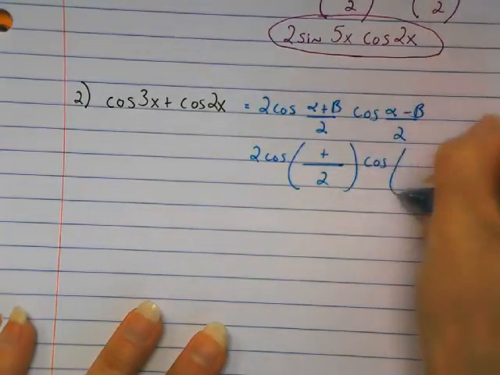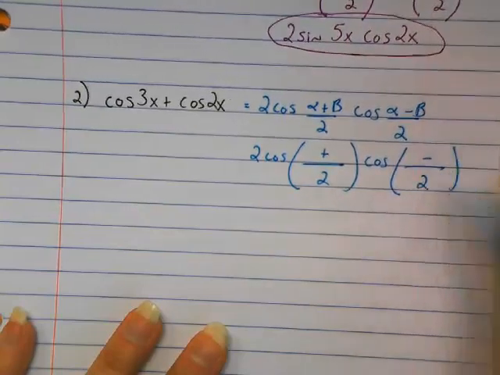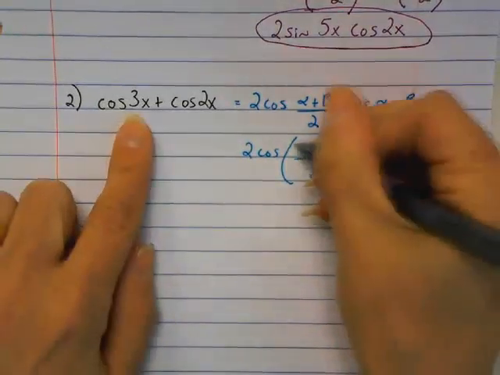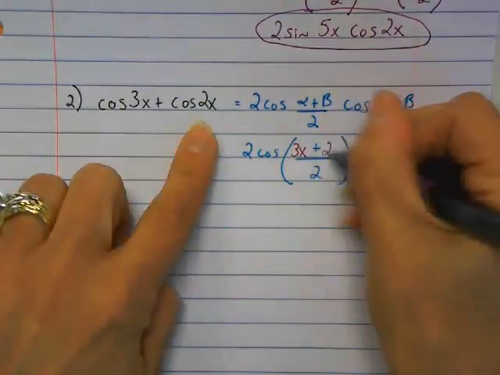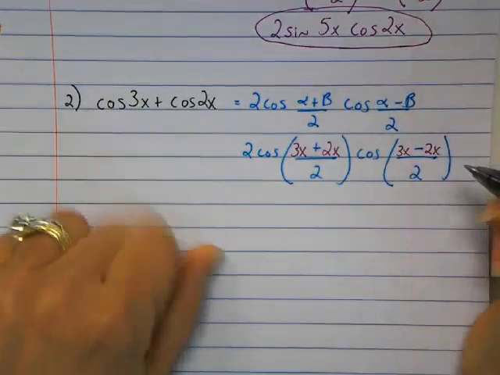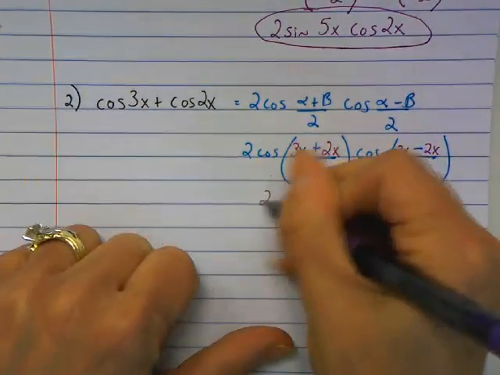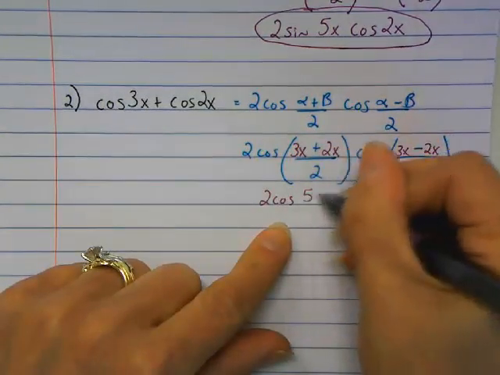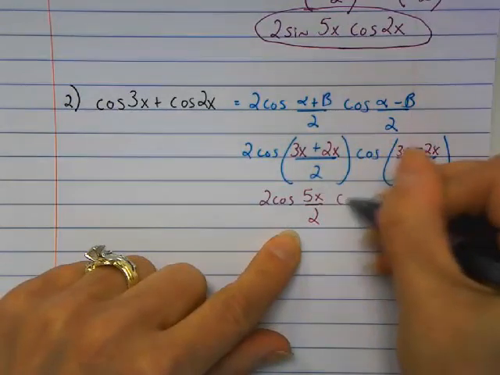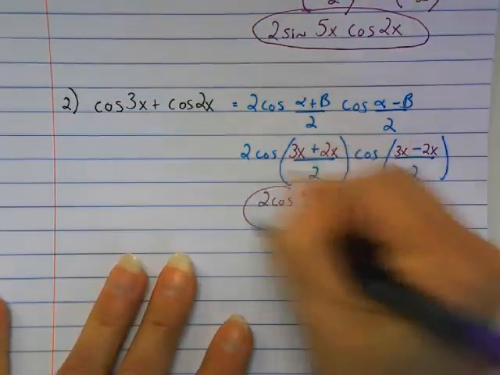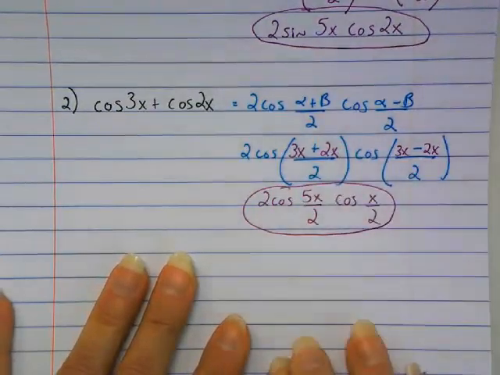So I'm going to go ahead and write my little skeleton and now fill in. So alpha is 3x, beta is 2x. And now I just work. 2 cosine, 3x and 2x is 5x over 2, cosine x over 2. And I'm done.